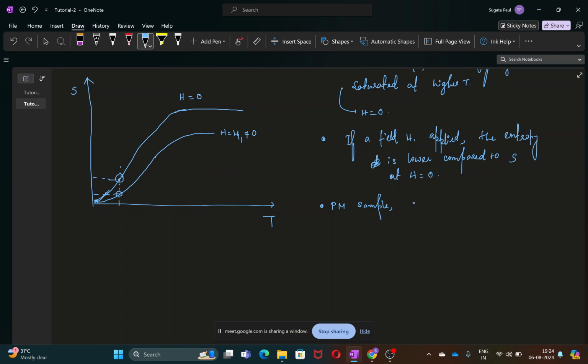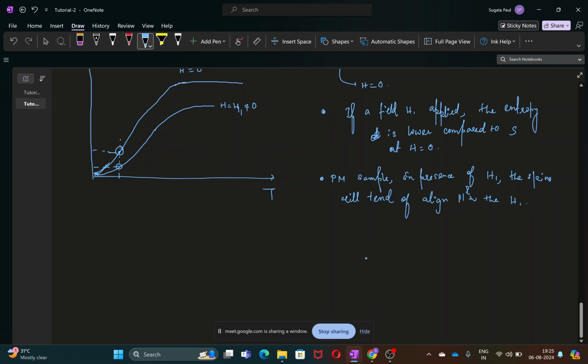But as soon as you apply a field which is non-zero, in presence of field H1, the spins in the paramagnetic sample will tend to align parallel to the field H1.